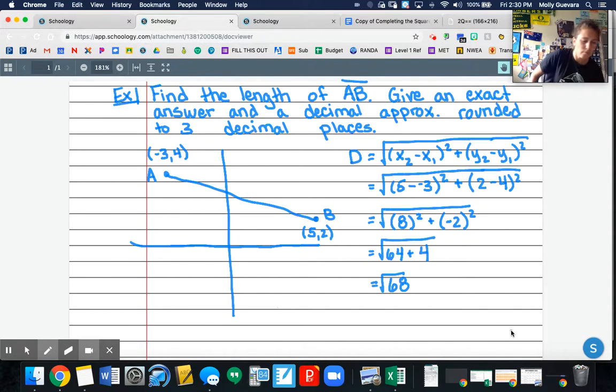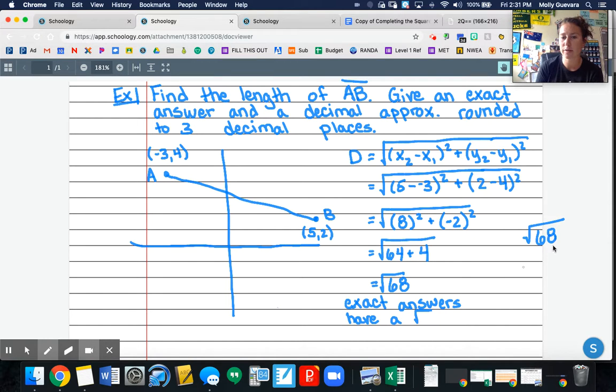Now, great, I found it. And it says give an exact answer and a decimal approximation. So something that we have to note is that exact answers usually have a radical in them, that square root. However, I have to check, can I simplify my square root? It's starting to get jumpy on me. So let's review how to simplify a square root.